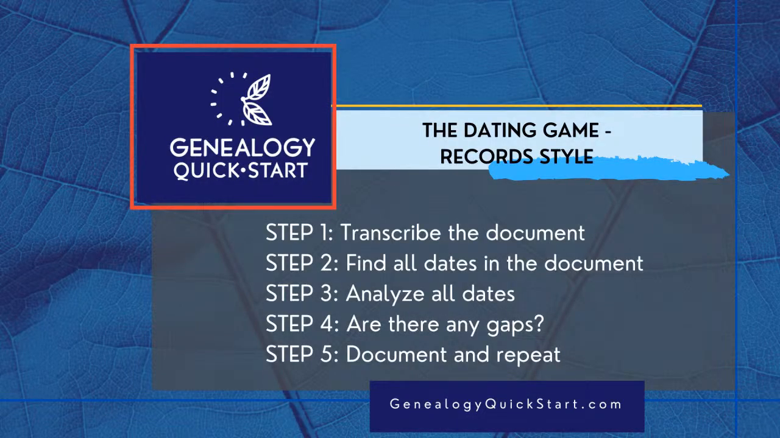So for the dating game record style, you want to transcribe your documents. Then you want to find all the dates in the document. Step 3 is to analyze the dates. Step 4, are there any gaps? Step 5 is to document and repeat.